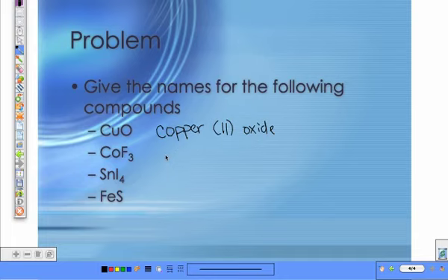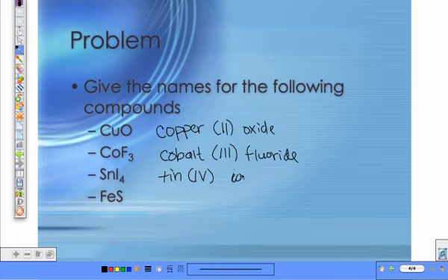How about this second one? Cobalt(III) fluoride. Fluorine's a -1 charge. There's 3 fluorines, which means a total of -3. So cobalt must have been +3. SnI4. Tin(IV) iodide. And the last one? Iron(II) sulfide.